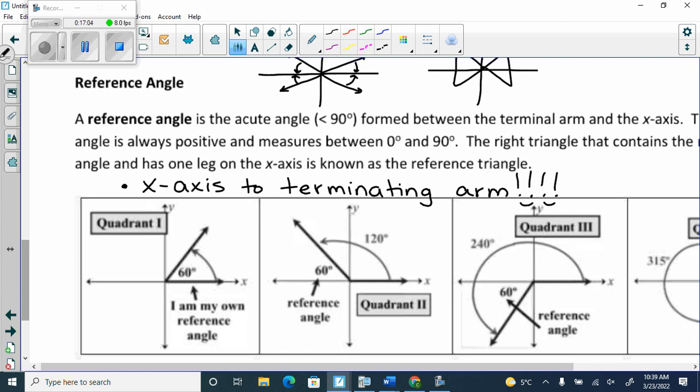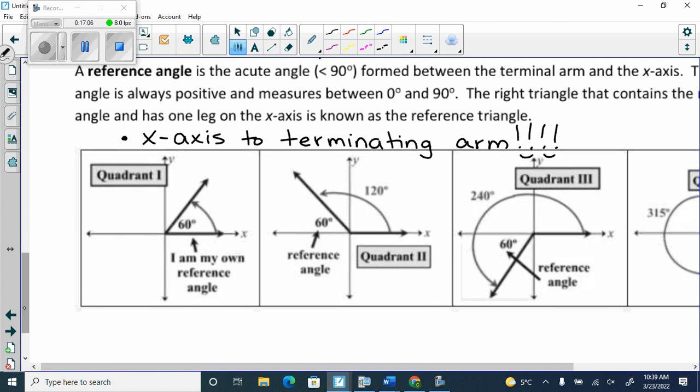So, if it's in quadrant 1, the reference angle equals the actual angle, right? Because this is the bow tie angle. I am my own reference angle. So quadrant 1, if I ask you for the reference angle, boom, it's the angle. You're done. That's the easiest one. You should throw a little party. Super fast. Easy. Right?